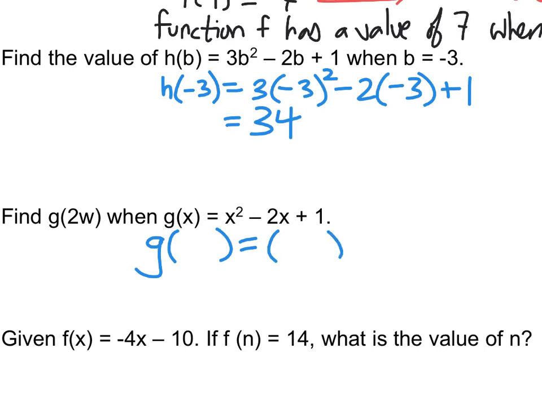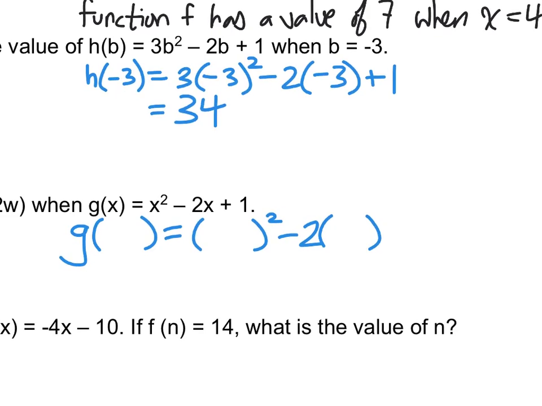Everywhere I have an x, bless you, I'm replacing my x's with 2w's. So I rewrite the function with open parentheses everywhere I have an x, at least at first. And for me, it's just a subtle reminder of where I'm making my substitutions. And then I pop in the 2w everywhere. On the left-hand side, it's just a notation. It's saying, what is the function g when x is equal to 2w? So that's done. The right-hand side, I need to simplify out.